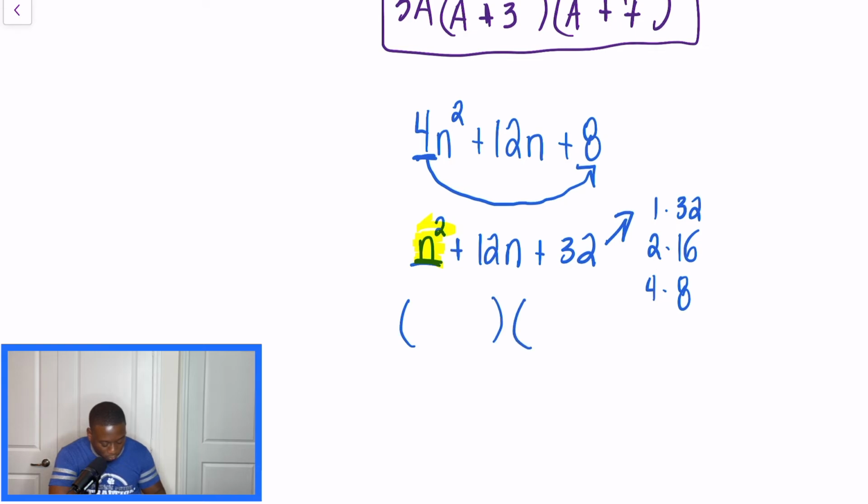So let's just double check. 4 times 8 gives us 32. 4 plus 8 gives us 12 as well. So I found my factors, right? I'm going to fill it in. So I have n plus 4 and I have n plus 8.